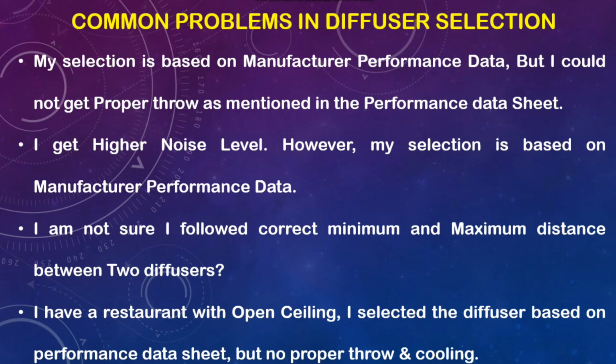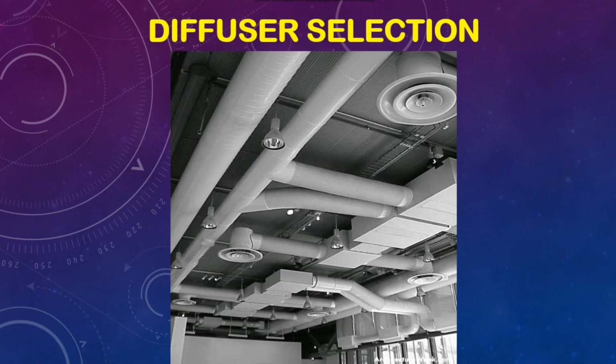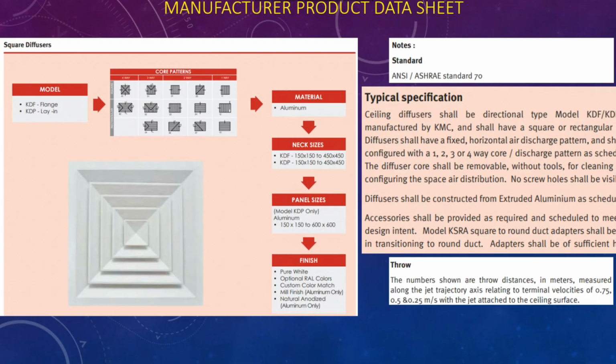Like you see here, this is an open ceiling area. It's a restaurant project and it's an open ceiling area. And I selected a diffuser with a horizontal discharge pattern, like I showed in the technical data sheet here. So here you can see diffuser shall have fixed horizontal air discharge pattern. That means this diffuser is tested with a ceiling. So when I install the same diffuser in a project where there is no ceiling, how can I get the performance data sheet values?